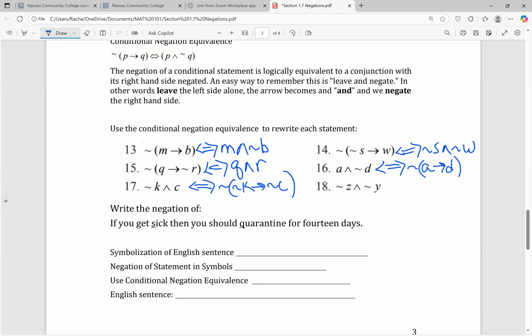And we'll do one more. Look at number 18. So what conditional statement was negated to end up with not Z and not Y? Now, we never changed the left-hand side, so not Z. And then we have the conditional statement, right? But the right-hand side changed to not Y, right? So what's a not Y? It's going to be Y. So not Z implies Y.